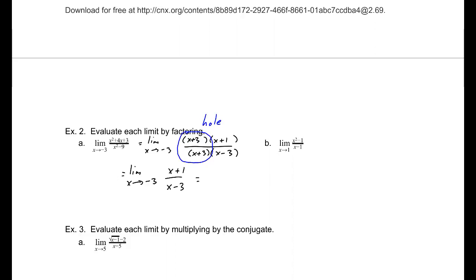Now at this point we can evaluate. It's going to be the same limit. It's a different function, but it is the same limit. All right, so that would be negative 2 over negative 6, so that would be 1/3.